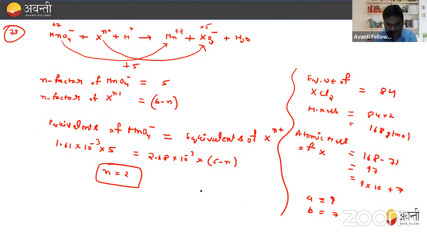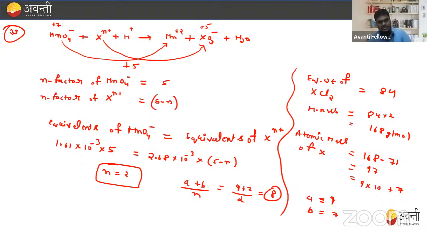And n we already calculated. So what is the answer, that is (A plus B) upon n? A plus B is 9 plus 7, divided by 2, which is equal to 8. So 8 is the correct answer for this question. I hope this is clear to you.